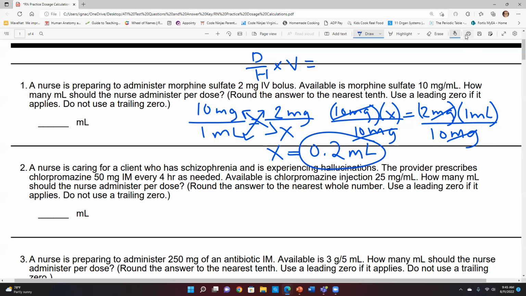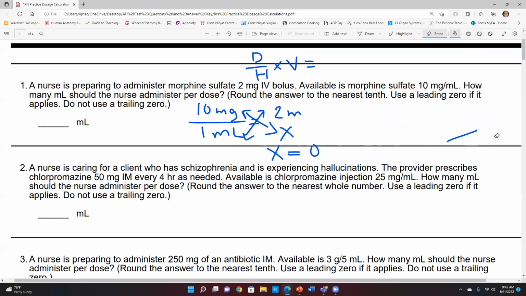All right, so we're going to pause here, and I'm going to get set up for my next problem. Okay.